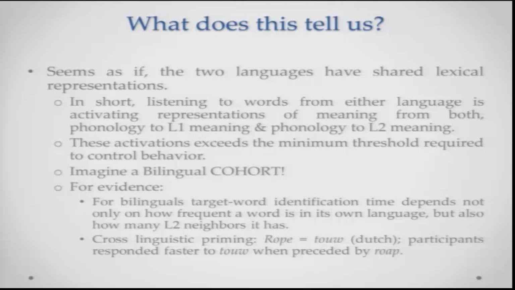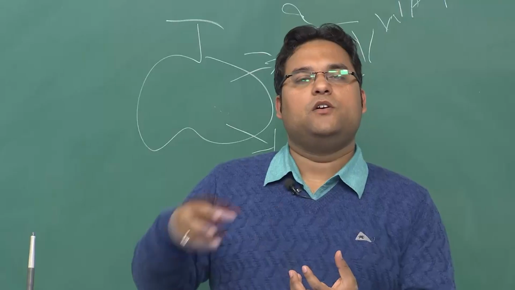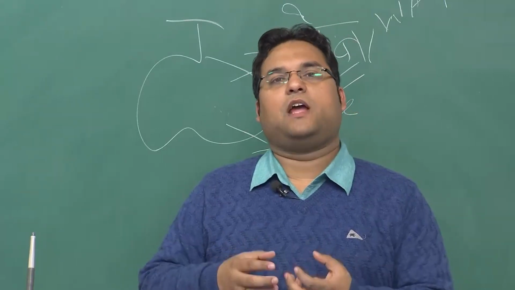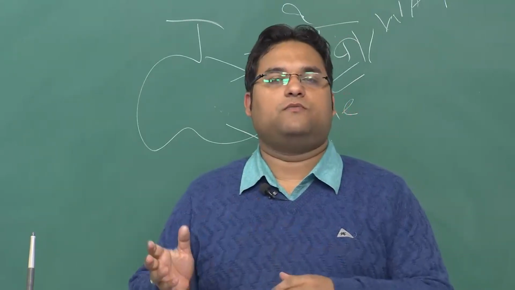Now, evidence for this basically came up in a particular task where bilinguals were asked to do some kind of target word identification, and their target word identification was found to depend not only on how frequent a word is in its own language, but also what the frequency of this is in the second language, and also how many neighbors it had in the second language. So, if there is a word, it has some neighbors in L1, it has some neighbors in L2, both of these neighbors will compete for selection with this target word, and that will add to the time that you take in producing this word finally.